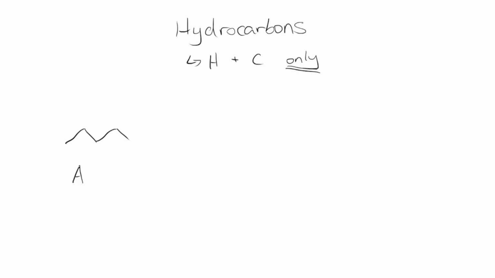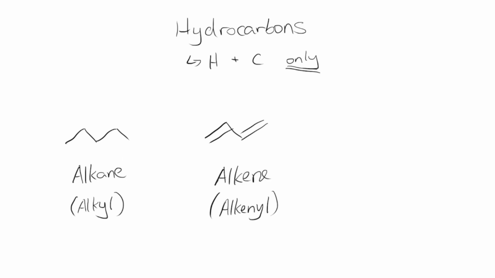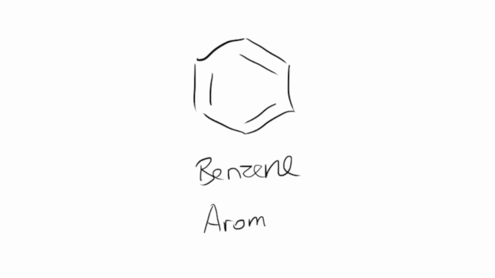Fully saturated carbon and hydrogen are alkanes, or alkyl groups. If the carbons are double bonded to each other, that is called an alkene, or alkenyl groups. And if they are triply bonded, it's called an alkyne, or alkynyl groups. There's a fancier functional group called aromatics, but it is too complicated for this video.